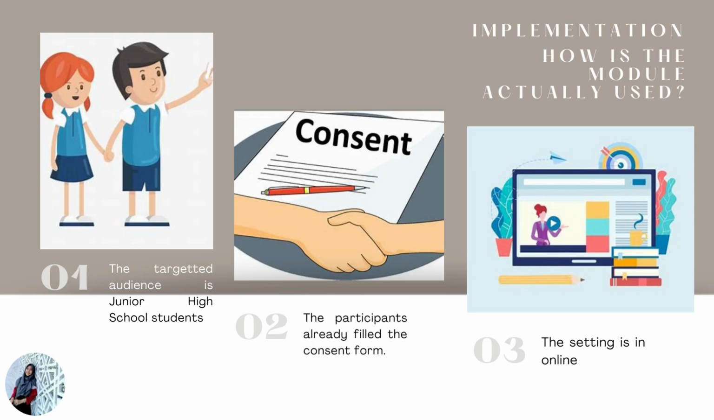of A2 learners. And for the implementation, the learning object is implemented in an online setting in which the students play the game on their own with the instructions of the teacher. This step was taken because the developer found it difficult to directly ask the participants to play the game in an offline setting due to the holiday season. Hence the implementation in online. And of course, the participants already have submitted their consent letter.